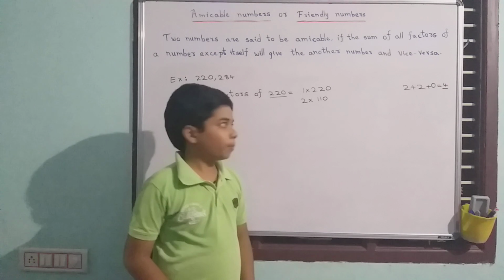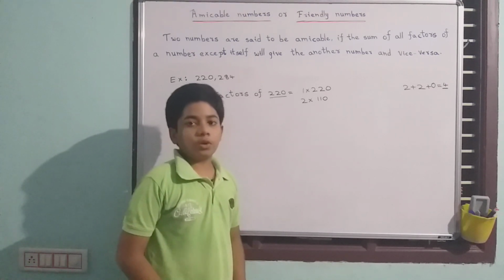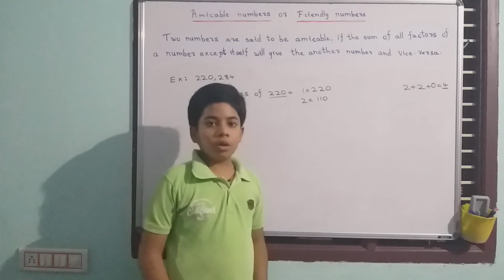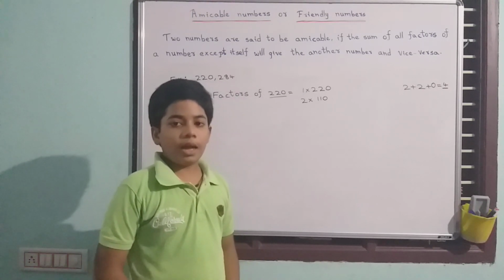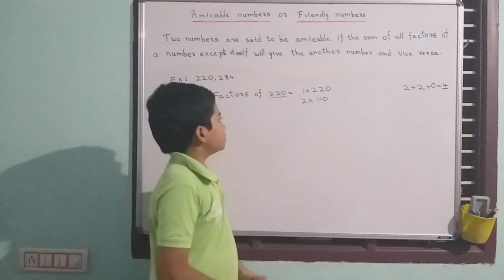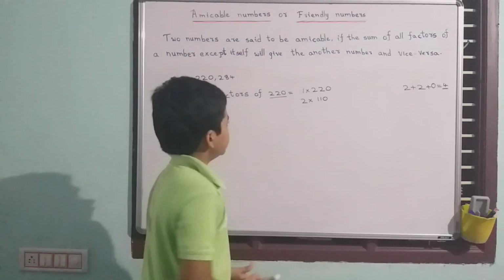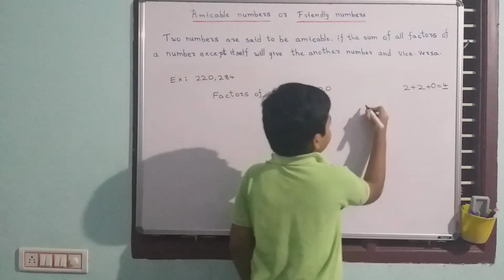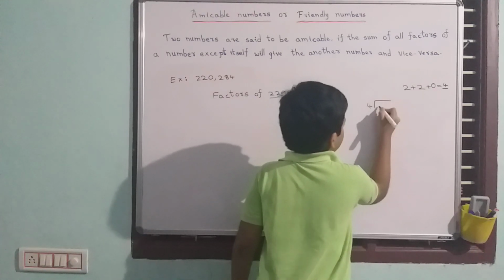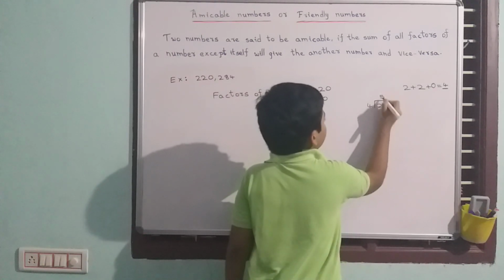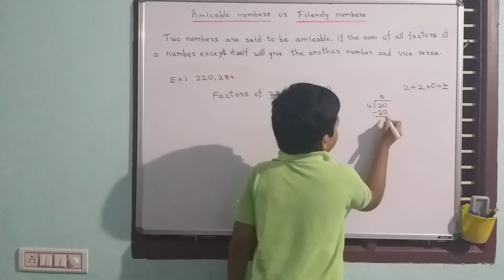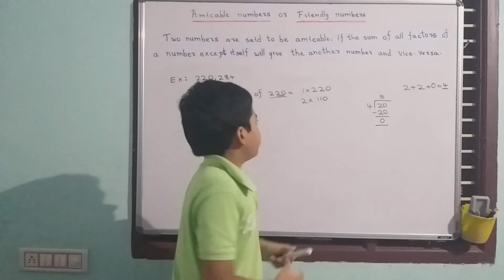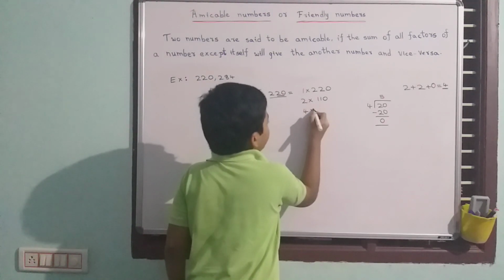Let us check with 4. The divisibility rule for 4 is the last two digits of the given number should be zeros, or the last two digits of the given number has to be divisible by 4. The last two digits of 220 are 20. So let us divide them by 4. 4 fives are 20. 20 minus 20, 0. So 4 is a factor of 220. 4 times 55 is 220.